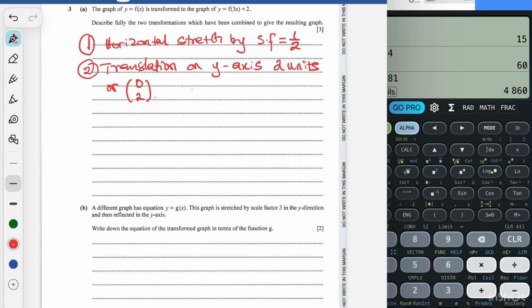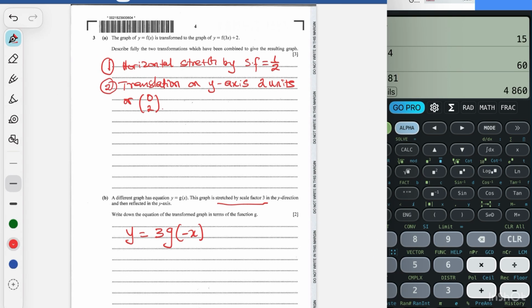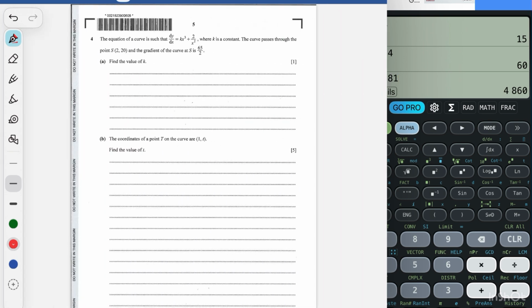Now a different graph has y equal to g of x. This graph is stretched by a factor of 3 in the y direction and reflected on the y-axis. So you should know when you are reflecting on the y-axis, the minus is inside. So my y will be 3g of minus x. Once you understand the functions and transformation, this should be easy for you to do.